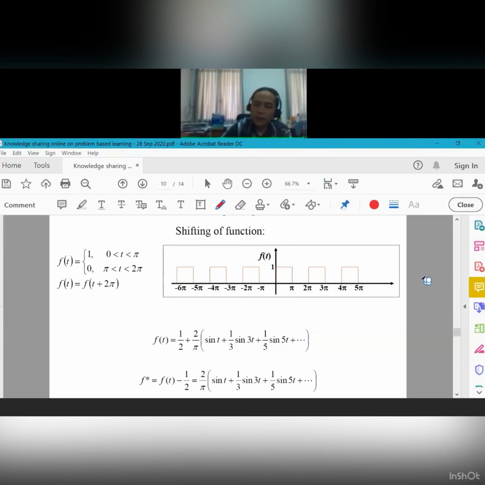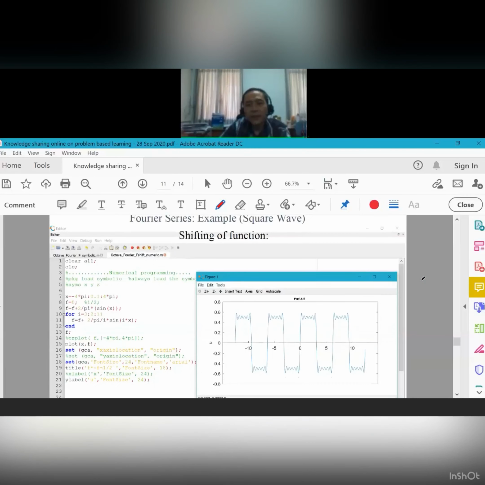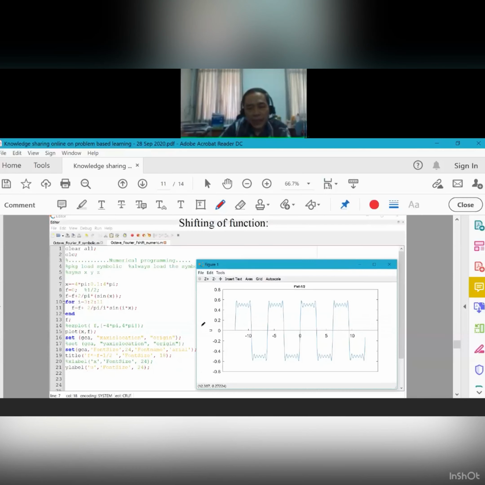So why do I want to emphasize this? Because we need to develop the observation of the students. The students need to observe the graph. When they observe the graph, they learn faster. So what is f star? So f star will be this. This is f star. The graph is going out. So this is a 0.